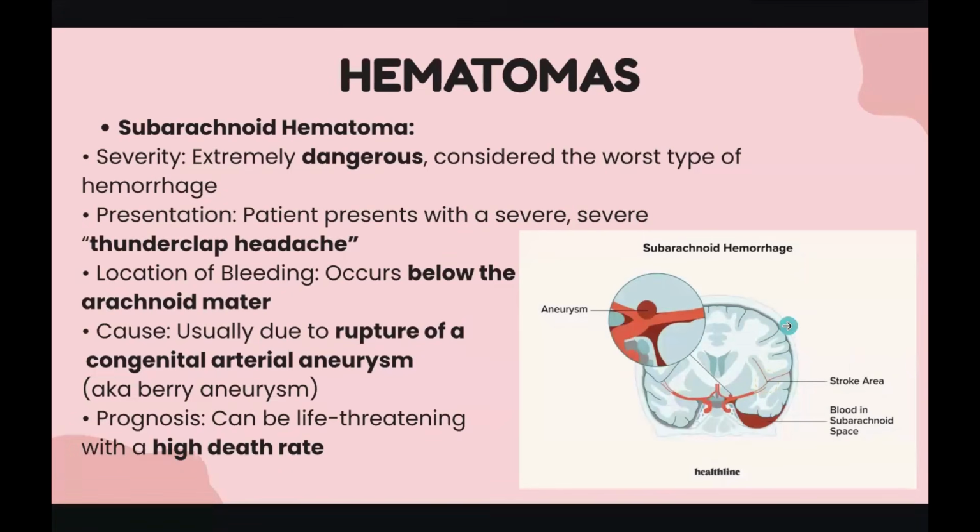The last hematoma type is subarachnoid, so it's below the arachnoid. Its severity is actually the most dangerous. It's extremely dangerous, and it's considered the worst type of hemorrhage. The presentation is usually a patient with a severe thunderclap headache, and the bleeding occurs below the arachnoid mater. It's caused by rupture of a congenital arterial aneurysm, the berry aneurysm we discussed, and its prognosis can be life-threatening with a high death rate, as you guys can see here.